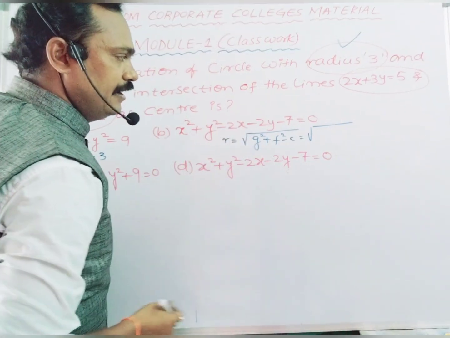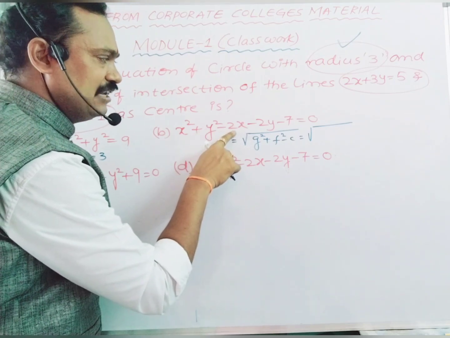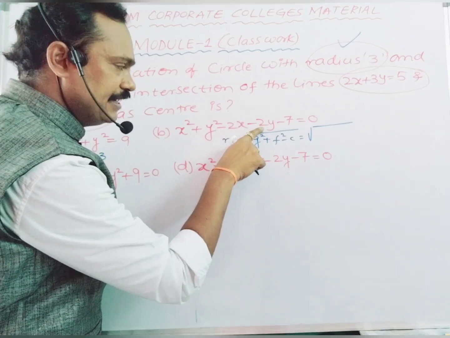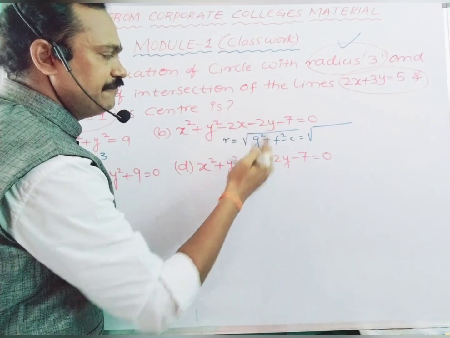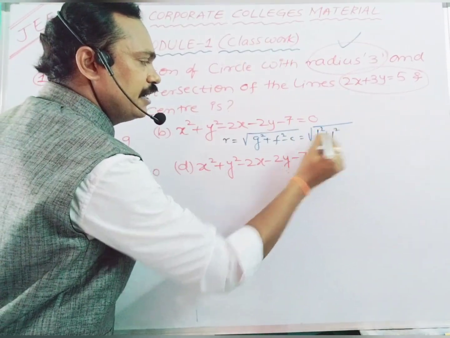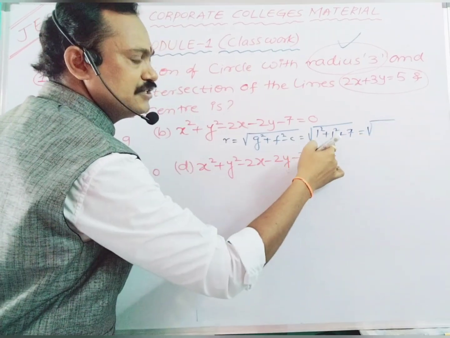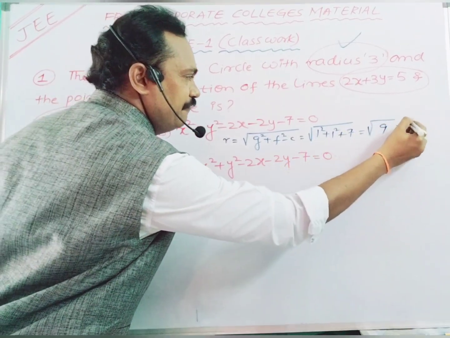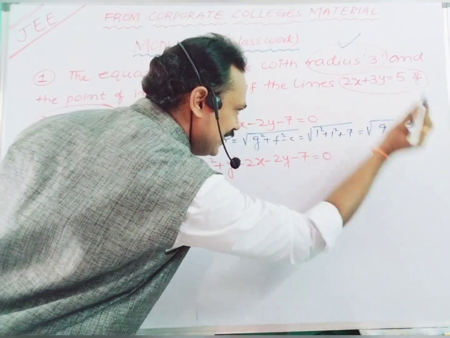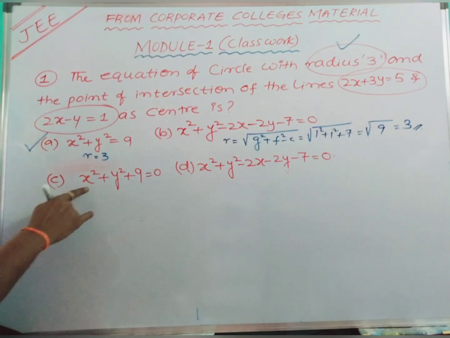Can you confirm it? 2g value is minus 2, g value is minus 1. 2f value is minus 2, f value also minus 1. So g value 1, f value 1, and c value is minus 7. 1 square minus of minus 7, that is 1 plus 7, that is 9, which also gives radius 3 units only. Confirmed.